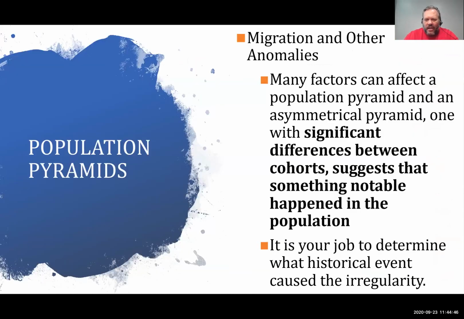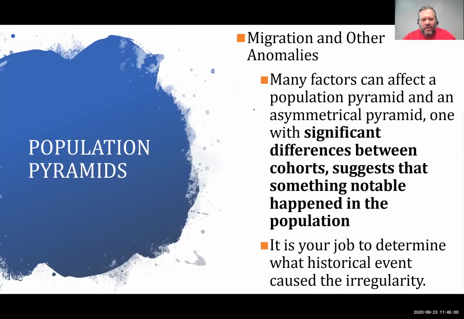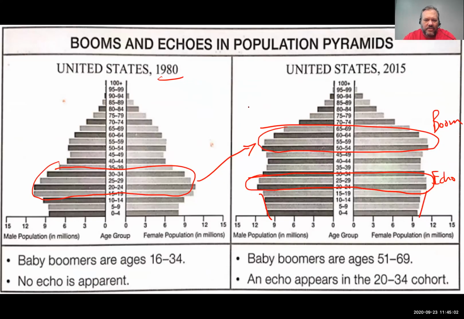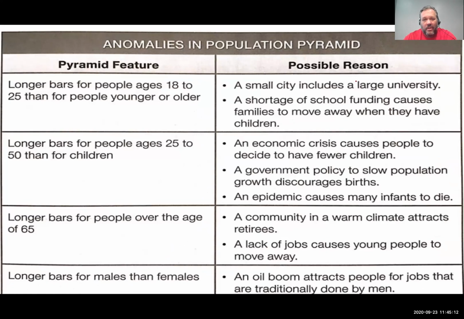All right. So if we look at significant differences between cohorts, we want to figure out, again, what may have happened. Here's a few things that might cause some of those changes. If we have longer bars, and when I say bars, I'm talking about these, like this one, we want to figure out what might cause that. Here's a couple of possible reasons.